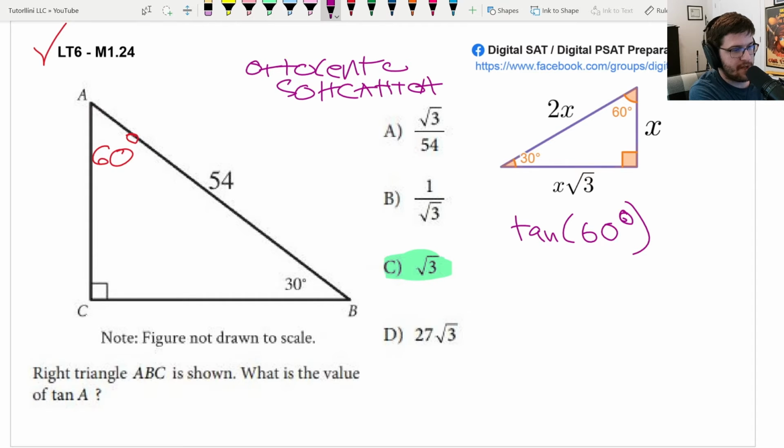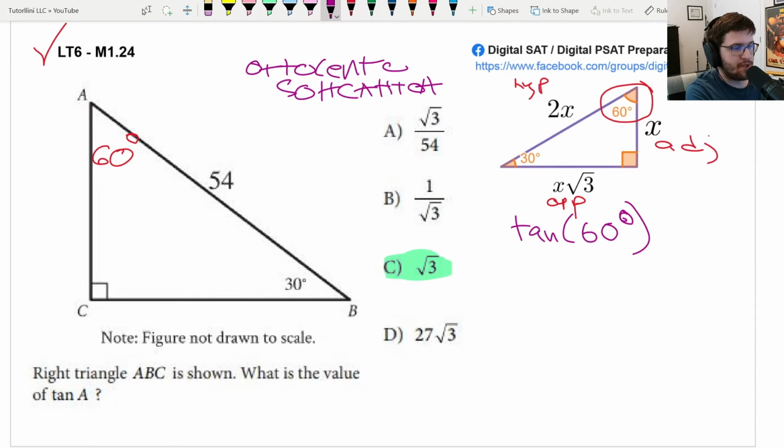So I'm going to circle the angle I care about, which is 60. And I'm going to label them using HOA. So the hypotenuse is across from the right angle. Okay, hypotenuse. The opposite is across from the angle of interest. And the adjacent is the third side.